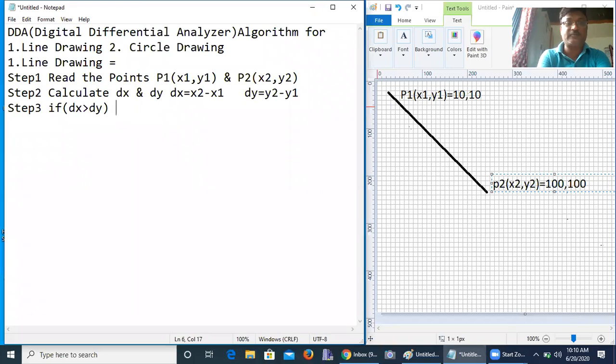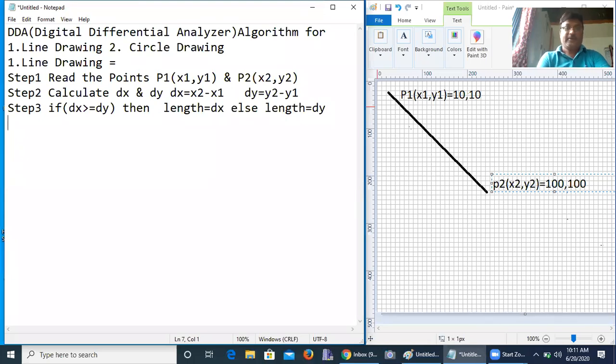Suppose the length is equal to dx, else length is equal to dy. If then else, suppose I am going to put it over here. This is simple: if dx is greater than or equal to dy, then length is equal to dx, otherwise length is equal to dy. This is my step 3.